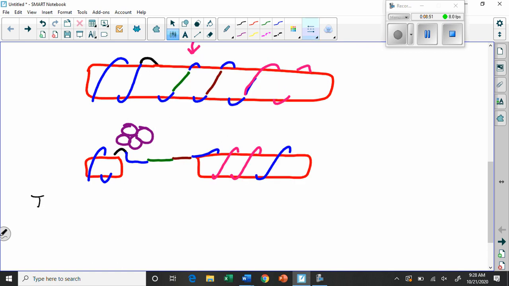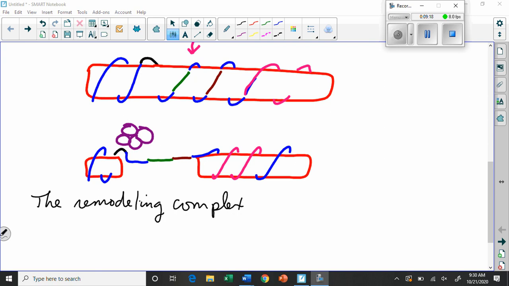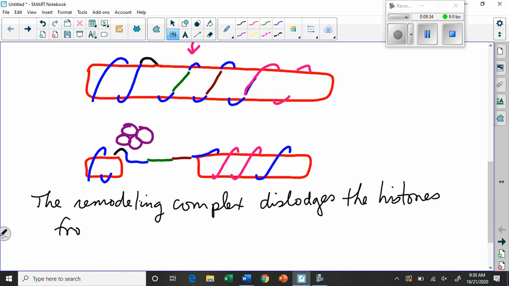So the remodeling complex remodels the DNA or the chromosome. Sorry? Can you draw the picture? Oh, I'm sorry. Okay. The remodeling complex. All right, I'll give you a second to copy. So the remodeling complex dislodges the histones from the DNA strand.